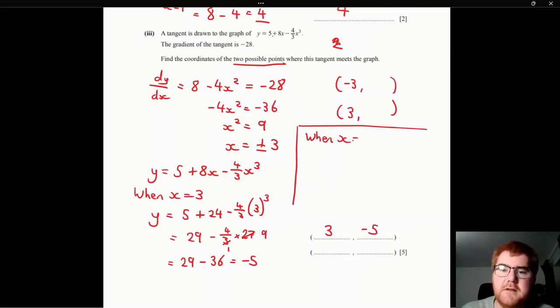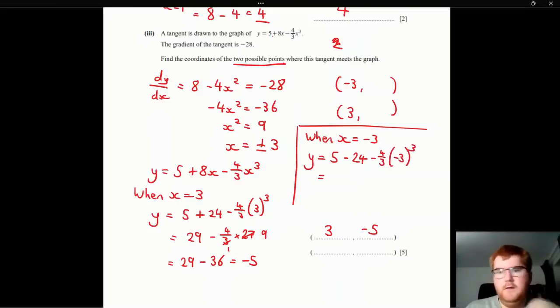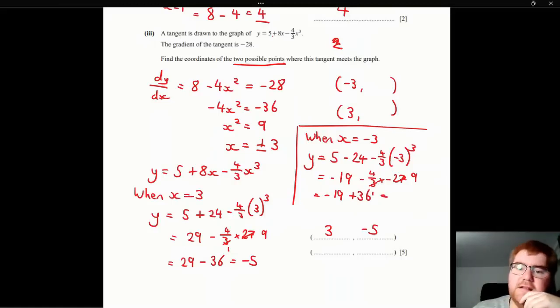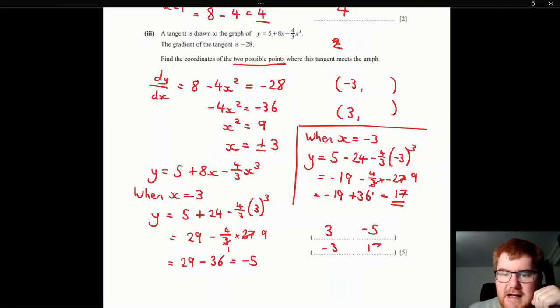So when x is minus 3, y is equal to 5 minus 24 minus 4 thirds minus 3 cubed. So that gives us minus 19. This is going to give us minus 4 thirds times minus 27. You can still get the same cancellation. Minus 4 times minus 9 is positive 36. And that's going to give us positive 17. So we get minus 3 and 17.